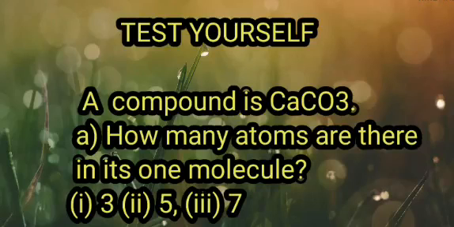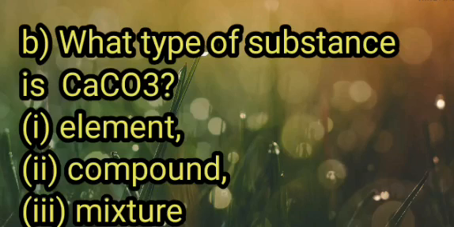Let us test yourself. A compound is calcium carbonate, CaCO3. Part A question: how many atoms are there in its one molecule? Is it 3 or 5 or 7? Tell me the answer. Part B question: what type of substance is calcium carbonate? Is it element or compound or mixture? You have to give this answer in the class.